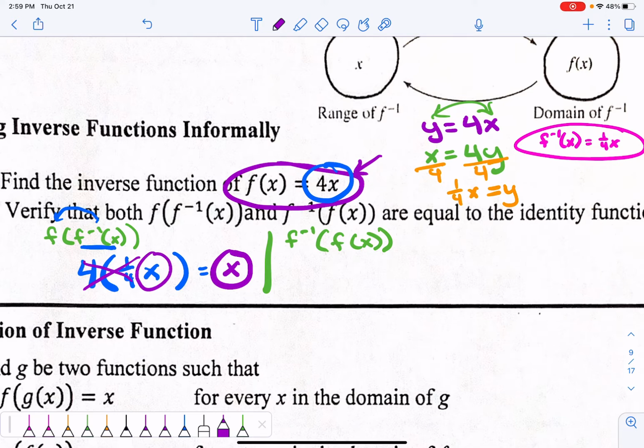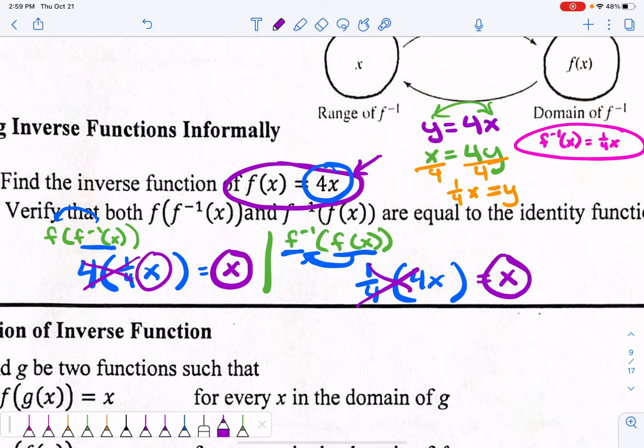If we do the other direction, same thing. F inverse is my outside function. We're plugging f into that. So f inverse was 1/4 x, and we're plugging 4x inside of that. And we notice that the 1/4 and the 4 cancel out, so it ends up being equal to x, okay?